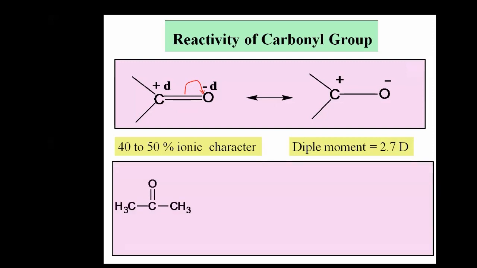I will explain the example. This is an example of a carbonyl compound, the acetone molecule. As we know, it has a carbonyl group. That carbonyl group is highly polar. Carbon has a partial positive charge. Therefore, what happens? Suppose there is a nucleophile, CN minus. That nucleophile can easily attack the carbonyl carbon.